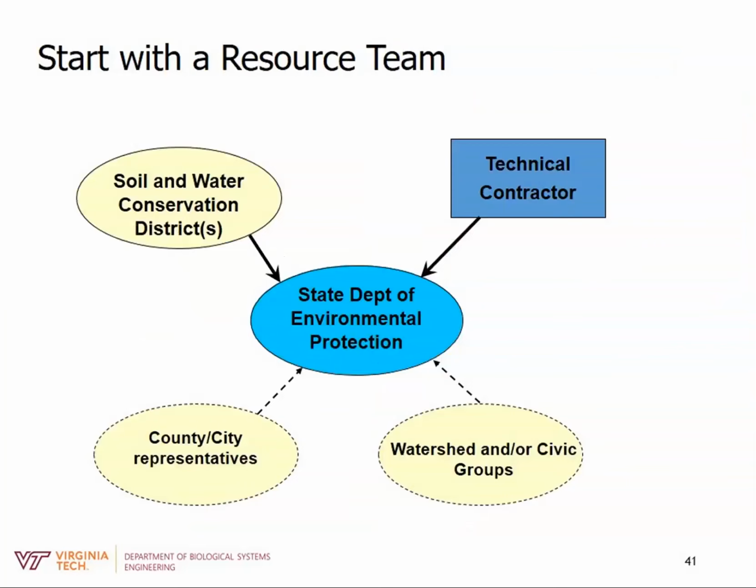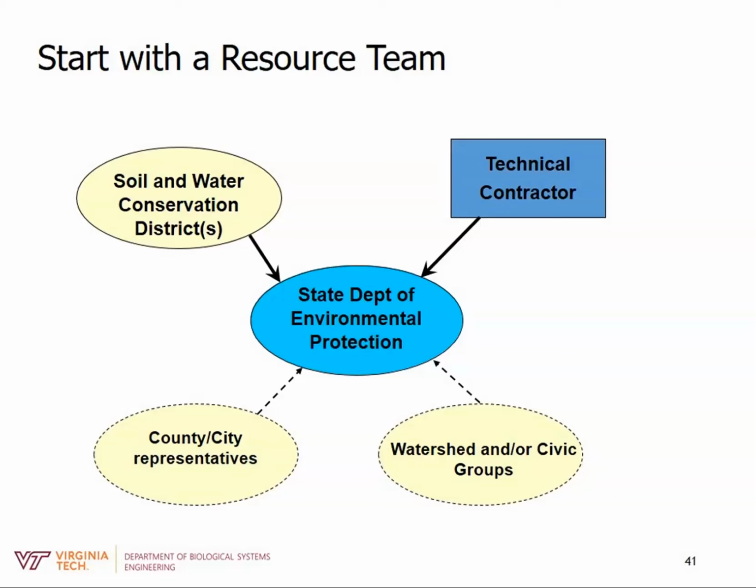So let's start with the resource team. And again, as I said, in Virginia, that is the Department of Environmental Quality. So I would assume that's the way it is for most states. It's going to be your environmental agency in your state. I would say this is your core stakeholder, because they're going to be the ones that are going to drive the process.